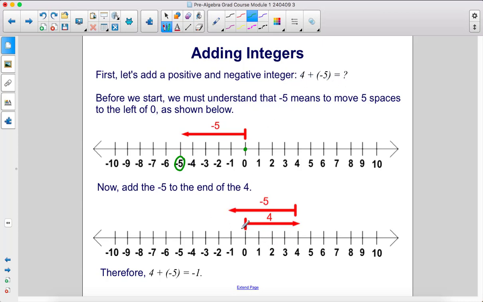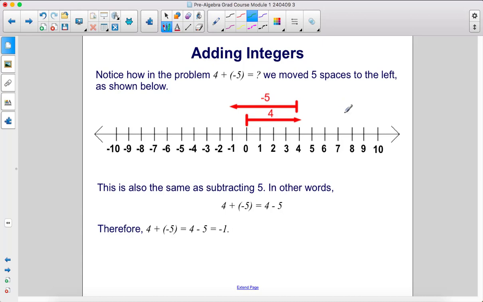All right, now let's do this problem. 4 plus negative 5. We start at 0, we move 4 units to the right, then we move 5 units to the left, and we end up at negative 1. Therefore, 4 plus negative 5 is negative 1. Notice how in the problem 4 plus negative 5, we moved 5 spaces to the left. This is also the same as subtracting 5. In other words, 4 plus negative 5 equals 4 minus 5. They're the same thing. Therefore, 4 plus negative 5 equals 4 minus 5, which equals negative 1.